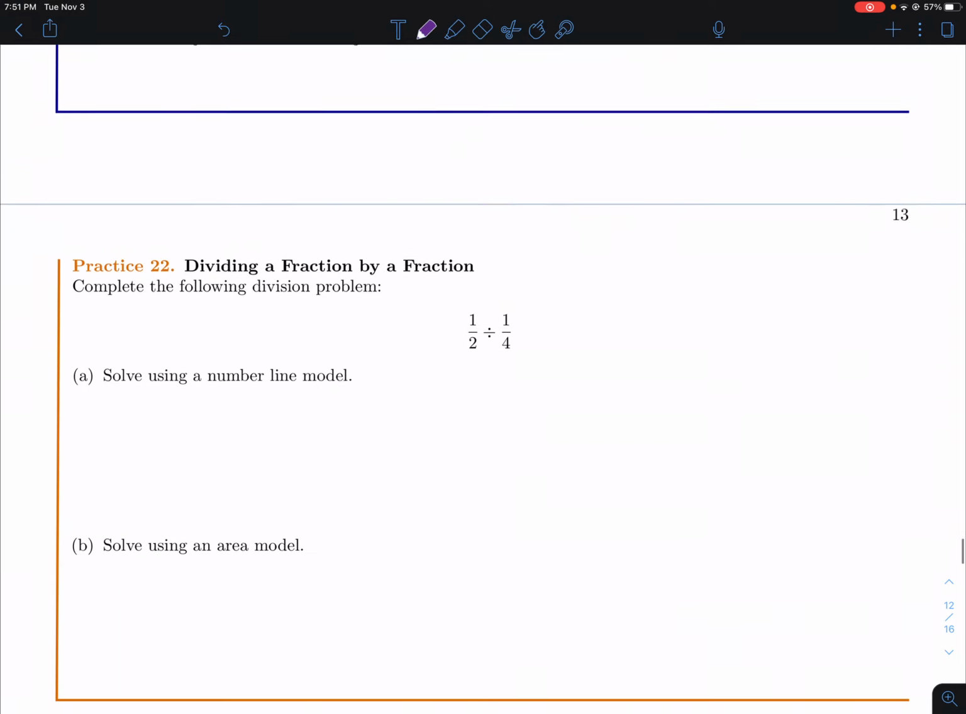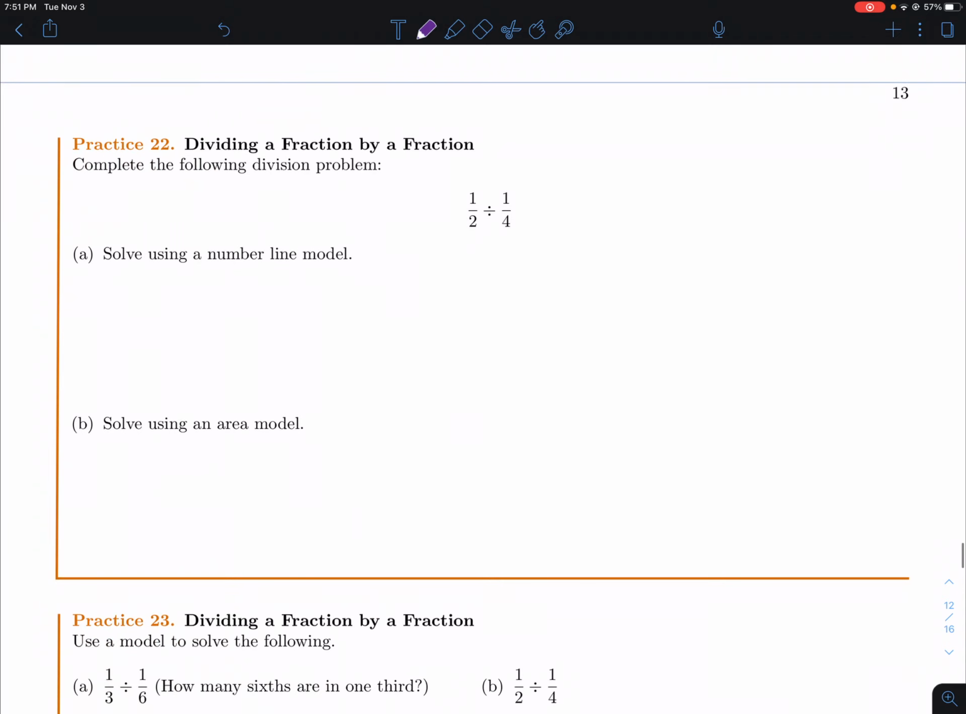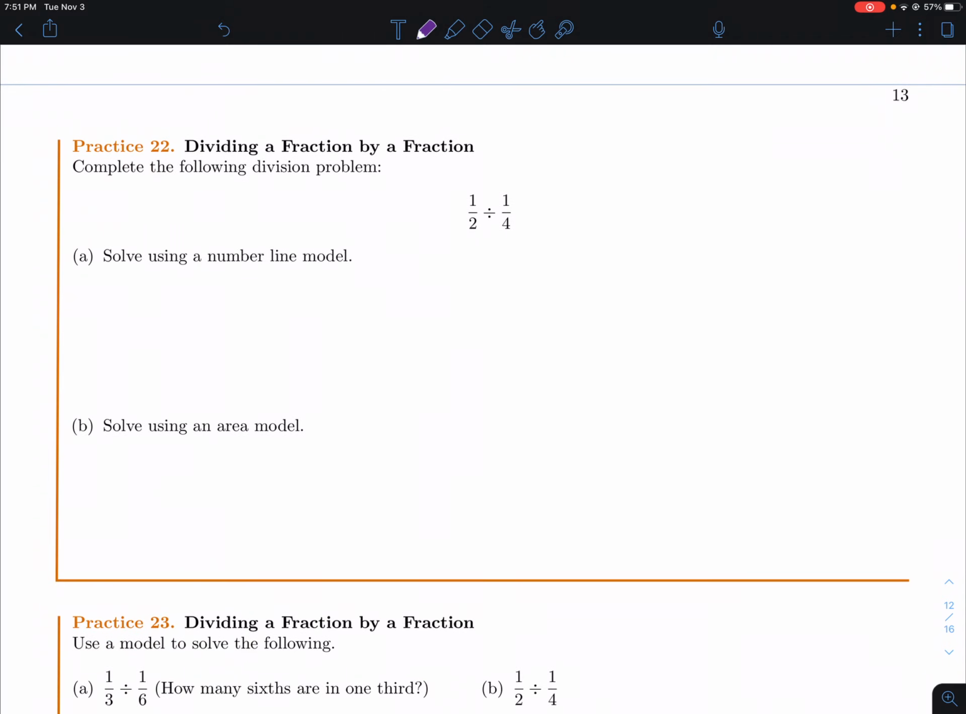All right. So practice 20. Look at all these practice problems. You guys are going to be worn out by the end of the class today. So thank goodness the weekend's coming.